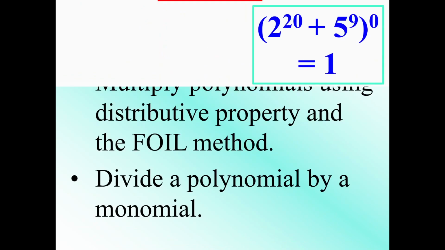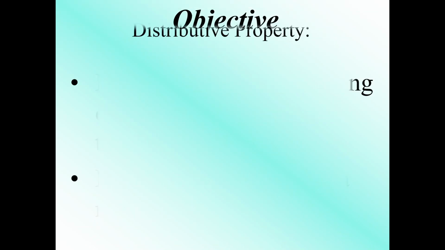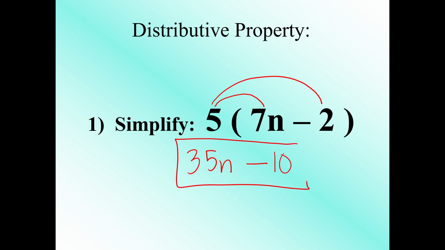Okay. Now let's proceed to multiplying polynomials. First we start with the distributive property, which is the easiest. What do we do with the distributive property? We just distribute. How much is 5 times 7n? 35n. How much is 5 times negative 2? Negative 10. Okay, that is the answer, Section Noble.